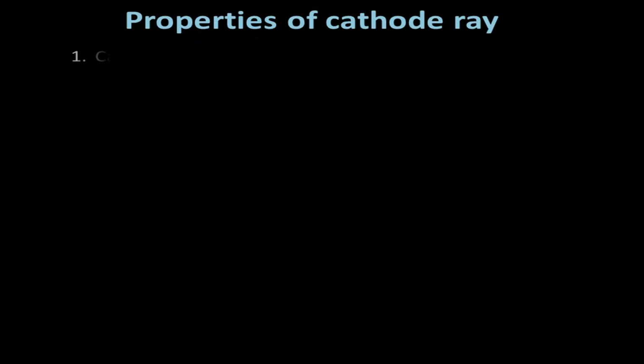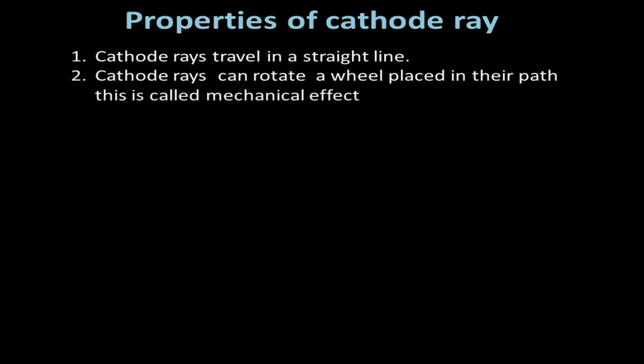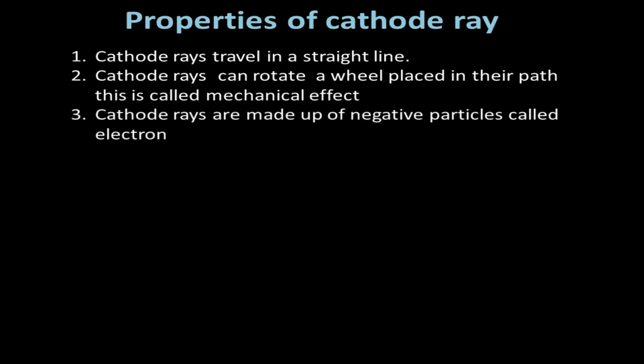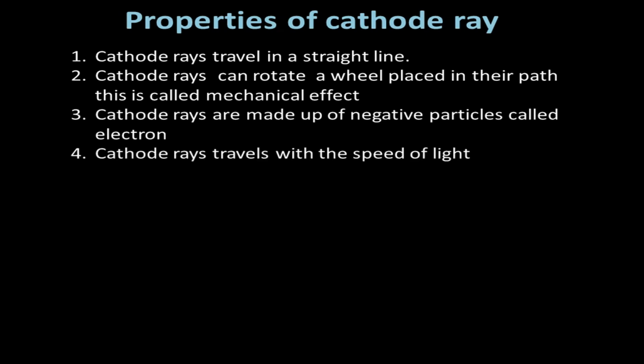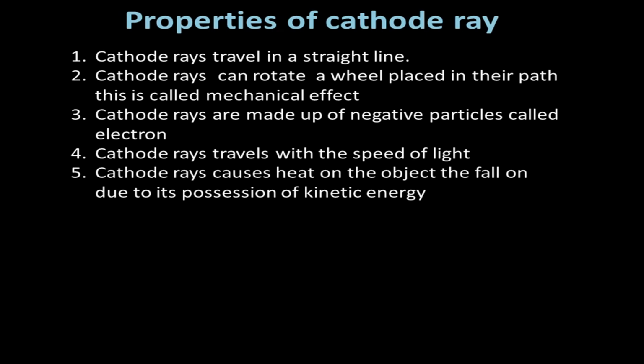Properties of cathode ray. Cathode ray travels in a straight line. Cathode rays can rotate a wheel placed in their paths, and this is called mechanical effects. Cathode rays are made up of negative particles called electrons. Cathode ray travels with the speed of light. That is, they travel at the same speed as light. Cathode ray causes heat on the object they fall on due to its possession of kinetic energy. When cathode ray falls on an object, it causes heat on that object because cathode ray possesses kinetic energy.